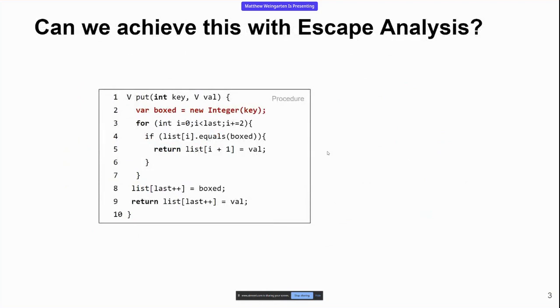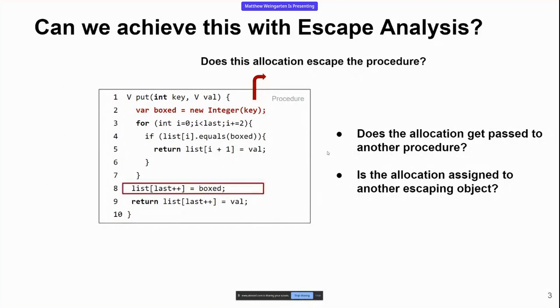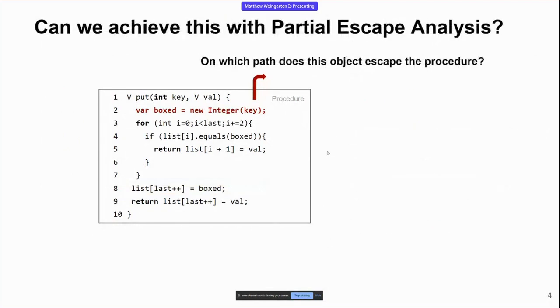So escape analysis answers the question, does this object escape the procedure? And the object can escape either by being passed to another procedure or being assigned to a field of another escaping object. And for this specific example, it's clear that escape analysis itself is not powerful enough to perform the optimization we saw at the beginning. Since the object escapes on line 8 here, what we need is partial escape analysis.